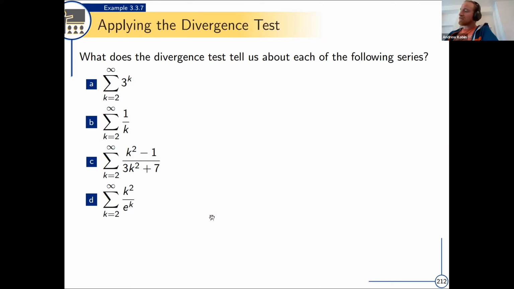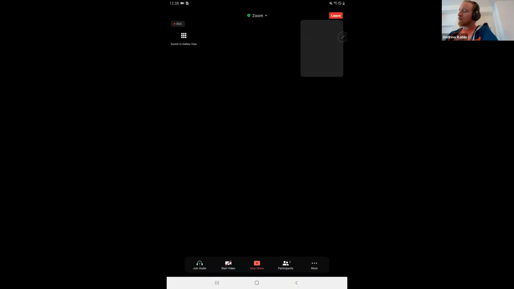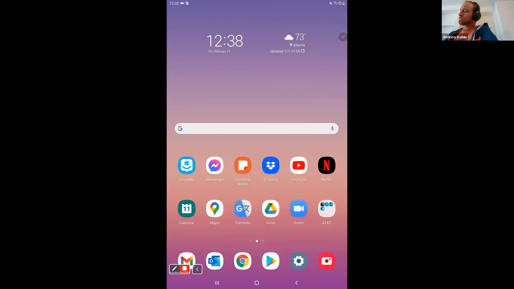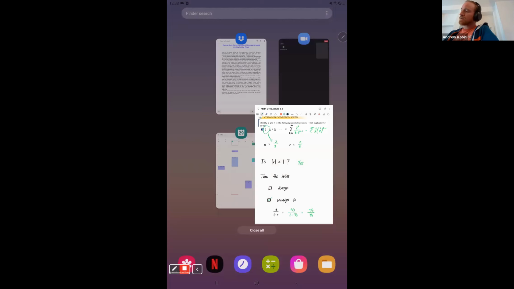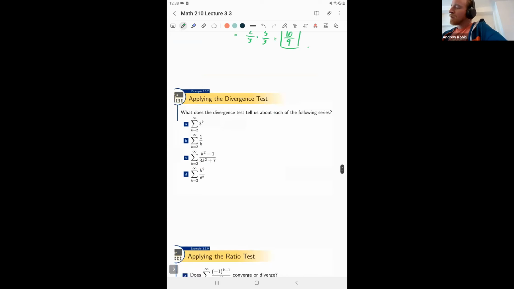I'm going to switch over to the tablet and write a couple things on this example, but I won't write out every step. We'll do some of these in class. So here's the 4 parts of this problem. What does the divergence test tell us about the infinite sum of powers of 3? Well, the limit as k goes to infinity of powers of 3 diverges. I'll even write this goes to plus infinity, but that's not equal to 0.